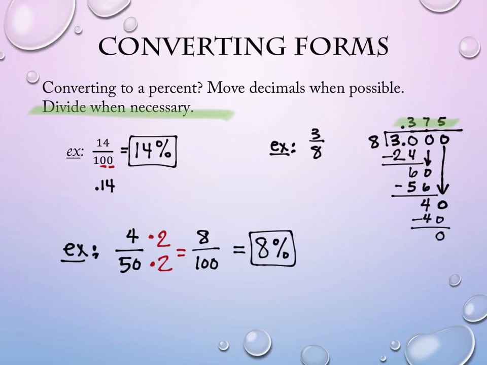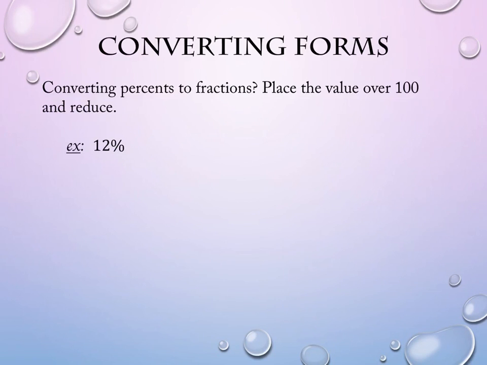And then to turn it into a percentage, we would move the decimal point 2 places. 1, 2, and we would have 37.5%. Most of the ones you deal with are going to be able to be changed into 100s. But if they're not able to, or if you just like the division better, you can do that all the time.